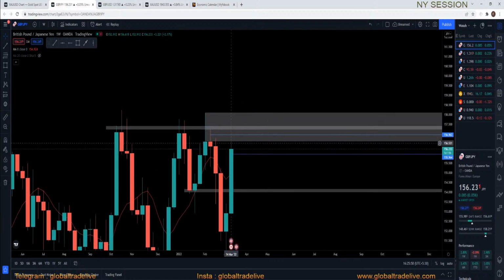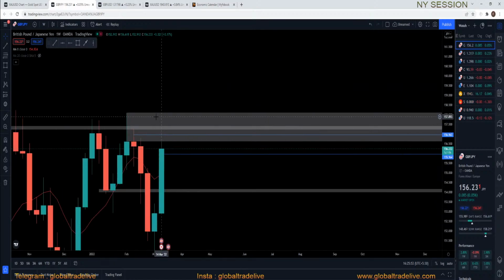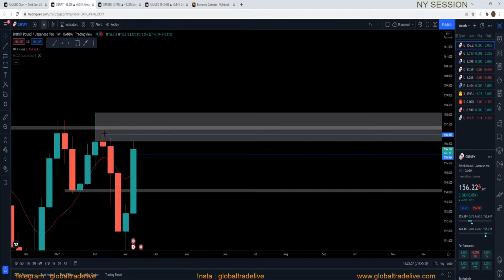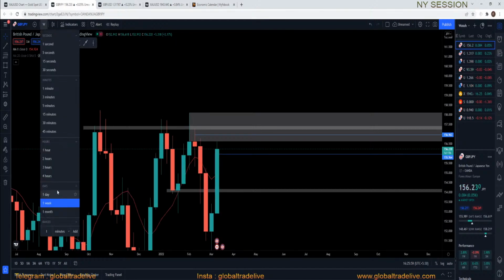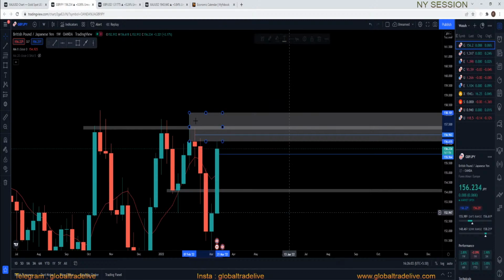So by looking at this, we can say that yes, this is a strong rejection area which the market can enter again, right? So after the weekly, let's go to the next time frame.